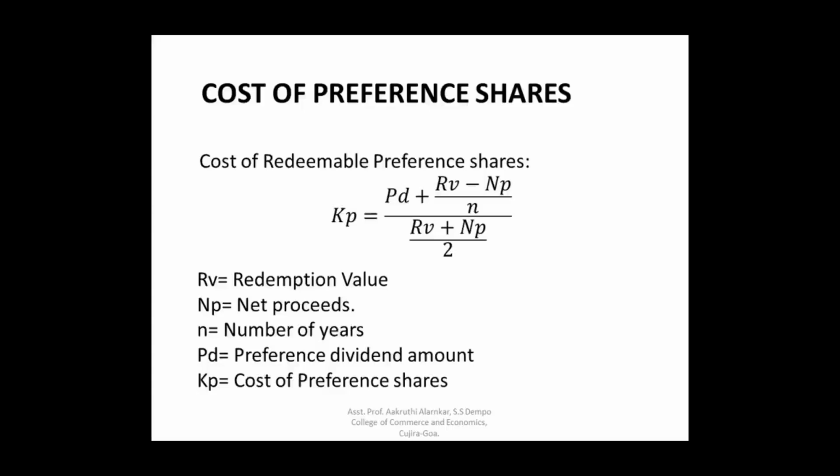Now cost of irredeemable preference shares, that is, those which are not going to be redeemed till the company liquidates. So basically you are not going to get the maturity value in case of irredeemable preference shares, and that is the reason why we are just going to take the preference dividend and divide it by the net proceeds. Okay, so this is your cost of preference shares in case of irredeemable preference shares.